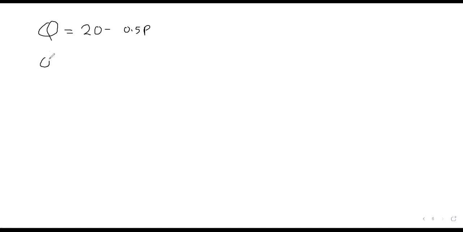So when this one comes this side, you're going to have 0.5P is equal to 20 minus what? Q. We just swap: this one has come this side. If it was negative, when it comes this side it becomes positive. There's an invisible one there. So to make P the subject, we divide both sides by 0.5, individually, throughout. So meaning we're going to have our P this side alone, and here we're going to have 40 minus 2Q.